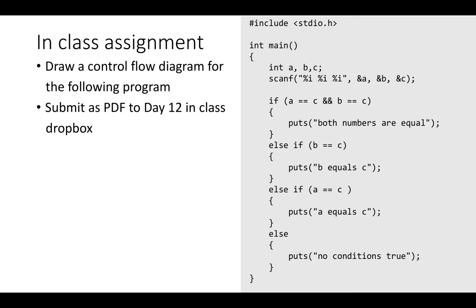This is the entire program, but we don't care about these sections. We start drawing here and finish drawing here. What do we put in the diamond? What you put in the diamonds is the test you're doing. So you say a equals c, or you put basically exactly what's in here.